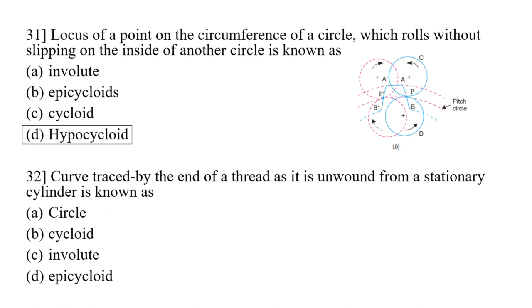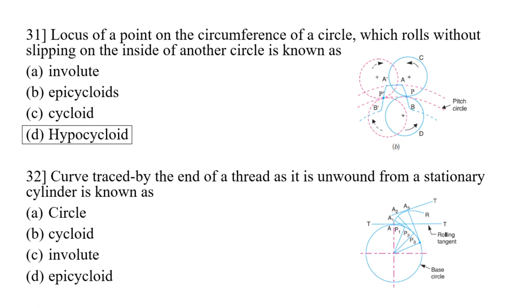Next, the curve traced by the end of a thread as it is unwound from a stationary cylinder is known as what? If there is a curve traced by unwinding the thread end point from a stationary cylinder, just like in this diagram, suppose one thread is wound on this cylinder or base circle and is unwound at points A, A1, A2, A3, which are always tangent at P, P1, P2, P3.